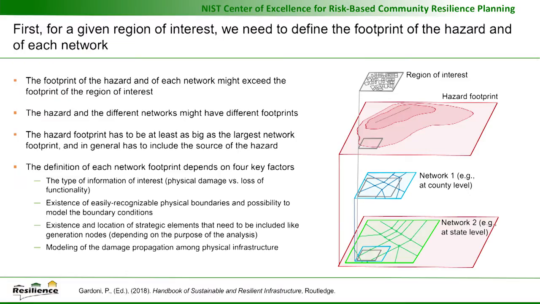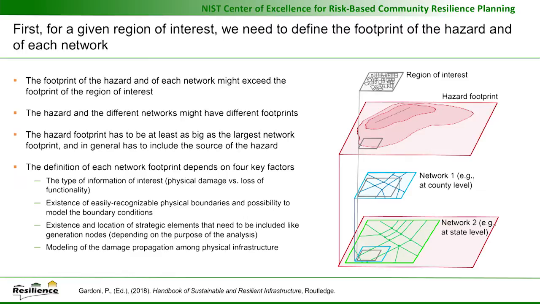First, for a given region of interest, we need to define the footprint of the hazard and of each network. The footprint of the hazard and of each network might exceed the footprint of the region of interest. The hazard and the different networks might have different footprints. The hazard footprint has to be at least as big as the largest network footprint, and in general has to include the source of the hazard.